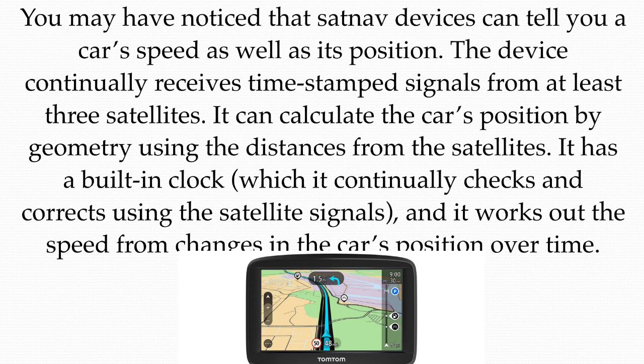Car sat-navs use a built-in clock, comparing that to a signal sent out by 3 or more satellites to work out their location. If that location changes over time, they can tell the speed of the car.